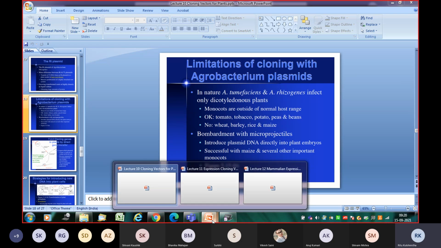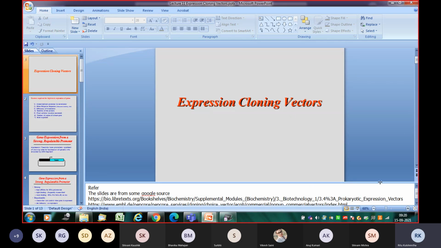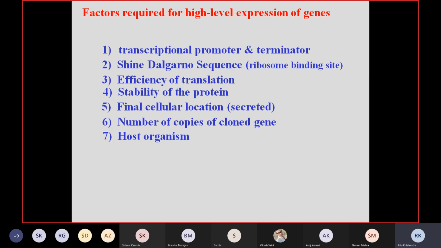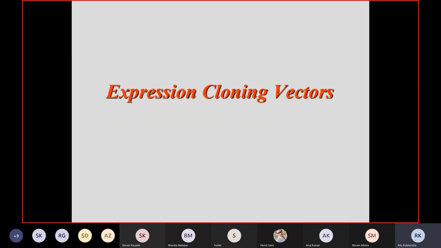And just a very brief overview of the expression cloning vectors, in which I'll only stress upon the pET vectors. And why am I skipping some of the facts? It's because in many of the assignment lectures these have been covered. So expression vectors, how do they differ from cloning vectors? Only in the fact that they do have the sequences which help in expression of your gene of interest.